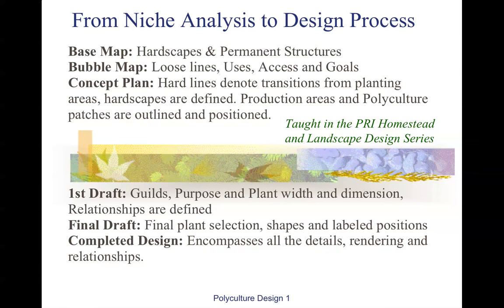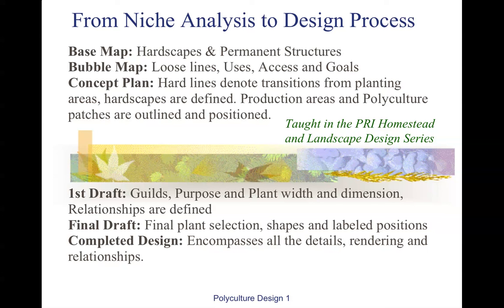So from niche analysis to the design process, we're working on our base maps, getting our hardscapes and our permanent structures in, worked on our bubble maps, loose lines, get our uses, our access, and our goals on the bubble map, and then transfer those to the concept plan. That's where we really refine those spaces. Hard lines denote transitions from planting areas. Hardscapes are defined. Production areas and polyculture patches are outlined and positioned. The concept plan, we're getting really close now to our final design. We're taking those bubble maps and those loose spaces and we're tightening them up around the property.